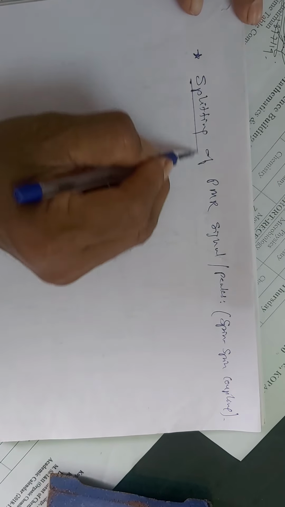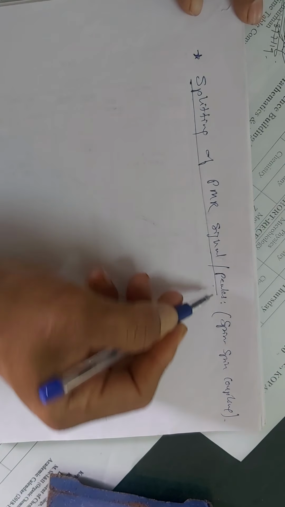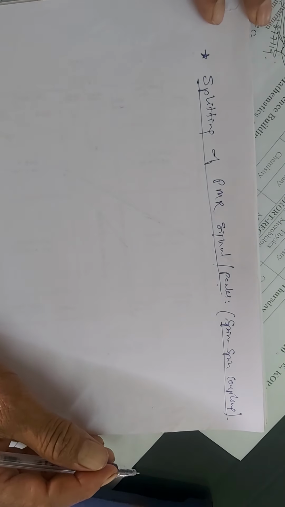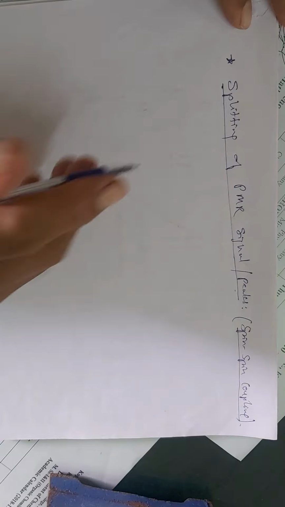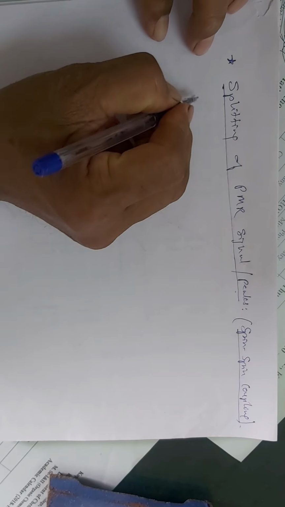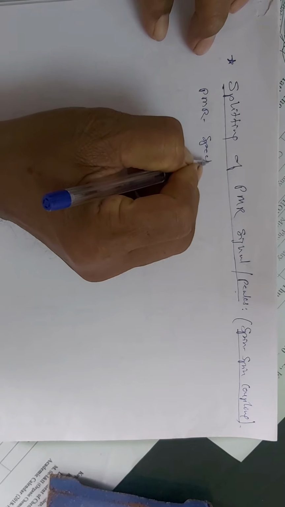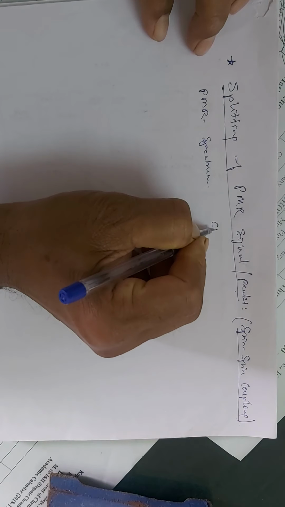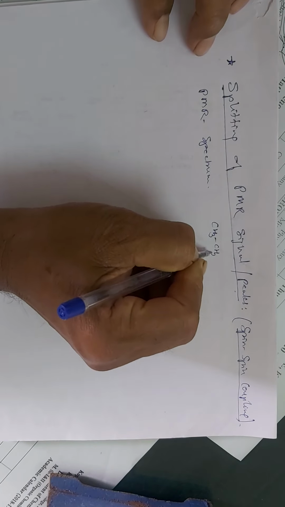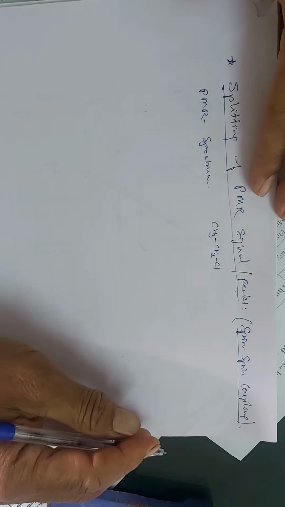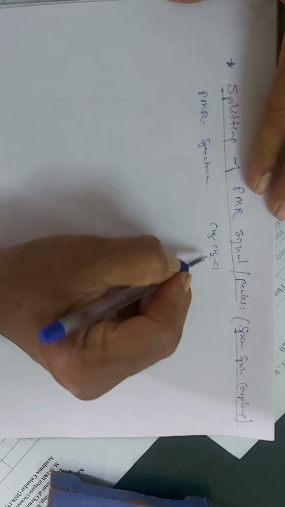The splitting in PMR signal or peak arises due to spin-spin coupling. So how it arises, that we want to study. To understand this concept, that is the splitting of the signal, we will see the PMR spectrum of ethyl chloride, CH3CH2Cl.